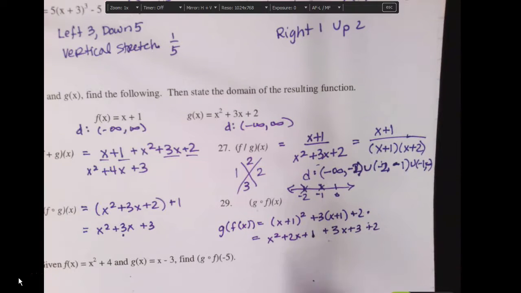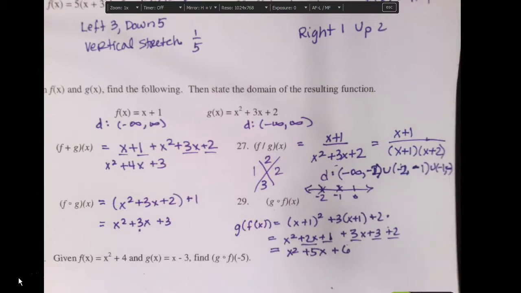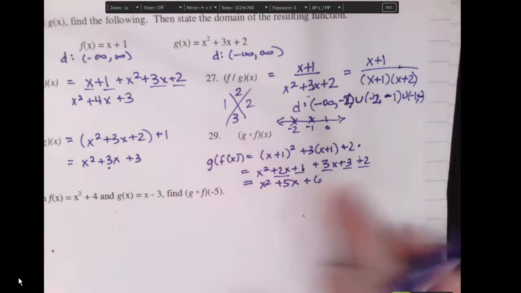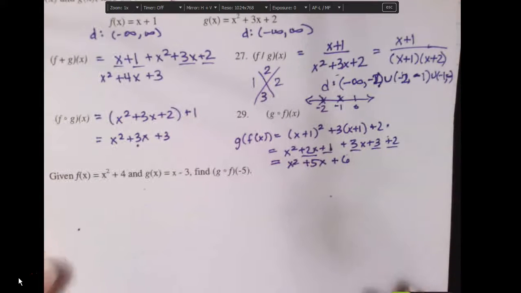And now I'm ready to combine like terms. So there's 1x squared, 2x, 3x, there's 5x, 1, 3, 2, so plus 6. And so that's as far as I need to go with that. I don't need to factor it out or anything. And then the domain of that, there's no denominators, there's no radicals, so my domain is not restricted.